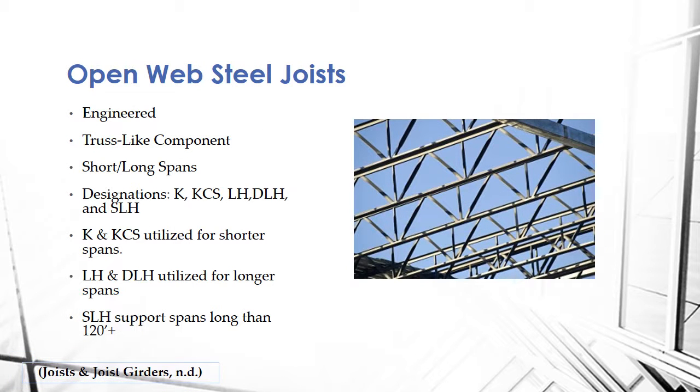Open web joists, engineered truss-like components. They're short and long spans. They have different designations. K and KCS are utilized for shorter spans, and LH, DLH are used for longer spans, and finally, the SLH is for spans longer than 120 feet.